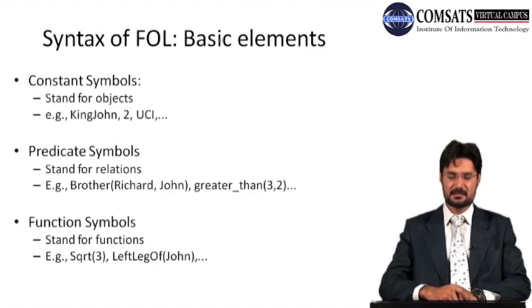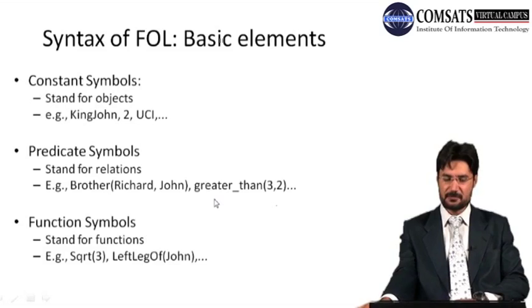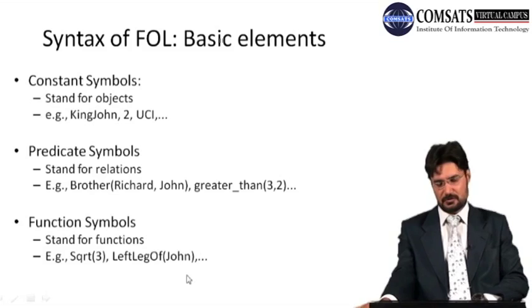Predicate symbol, what is a predicate symbol? It stands for relations. As we said, the objects will have relations, so we can say there is a predicate symbol between Brother, Richard and John. Richard and John are brothers, so this is one predicate symbol. Greater than: 3 is greater than 2, it can also give you a result as true or false. Function symbols stand for functions, we use different kinds of functions. Square root of 3, left leg of John, so John the king. So we can use different kinds of functions.